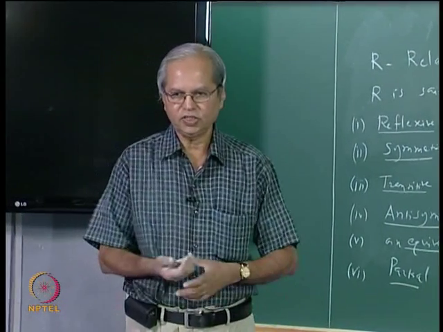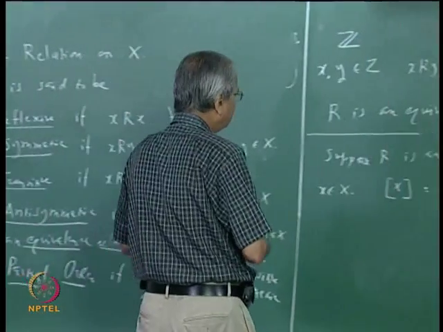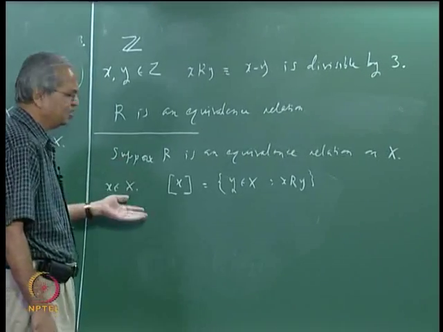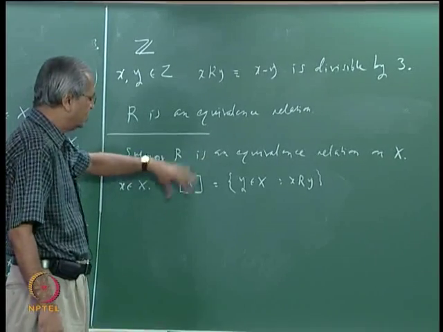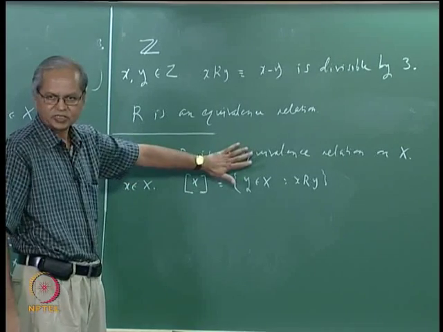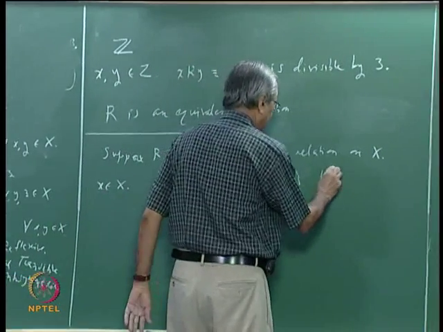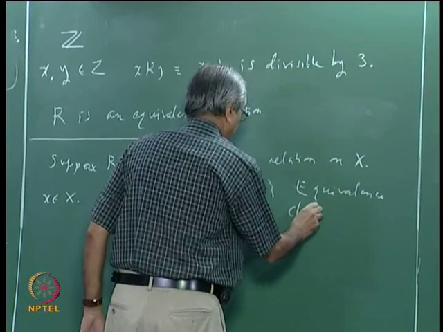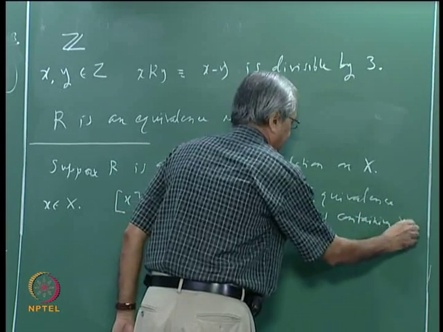So you take all the elements which are related to a given element, and that forms what is called an equivalence class. Now every element is in some equivalence class. For example, x is related to itself. So if you take the union of all equivalence classes, that has to be the same as X. By the way, this is called the equivalence class containing x.